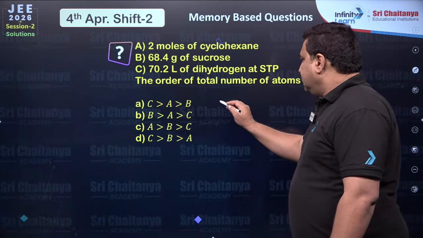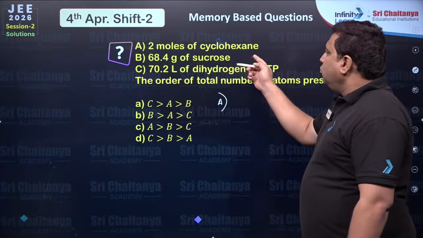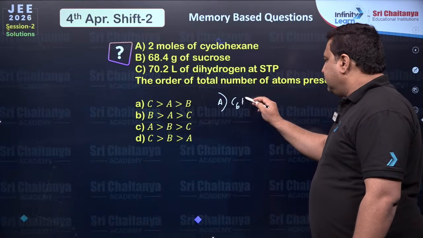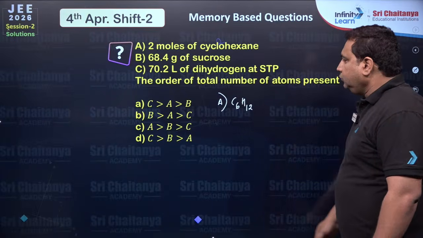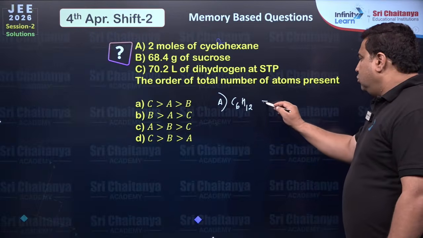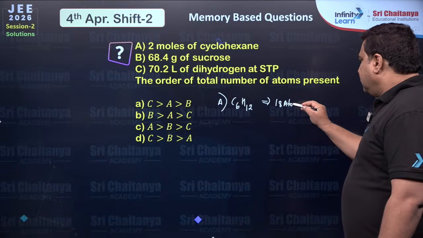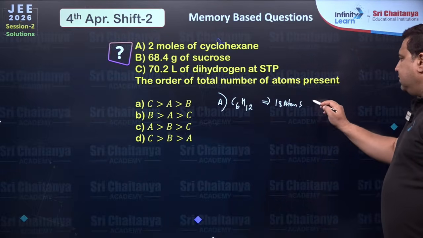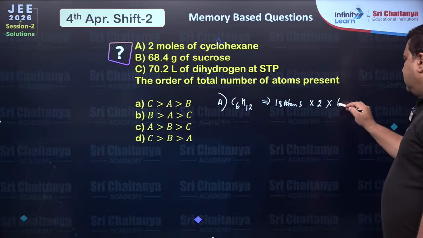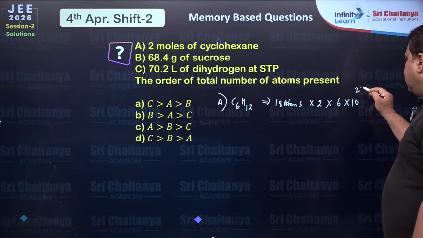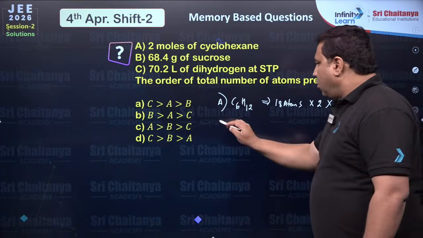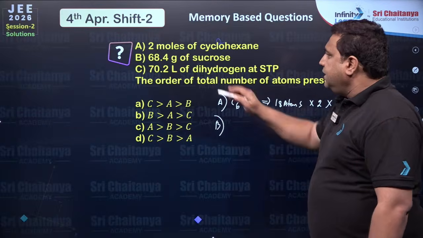So option A: 2 moles of cyclohexane. Cyclohexane is C6H12. With 2 moles, you can see there are 18 atoms per molecule. So 18 atoms into 2 into 6 into 10 to the power of 23 you can take. Correct?